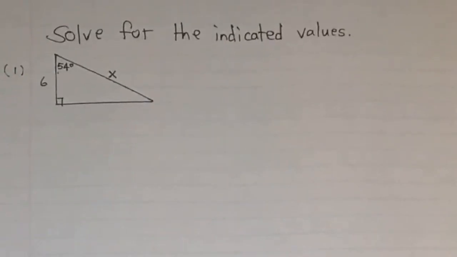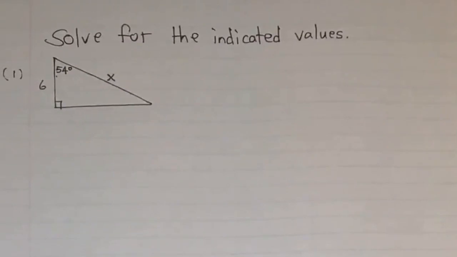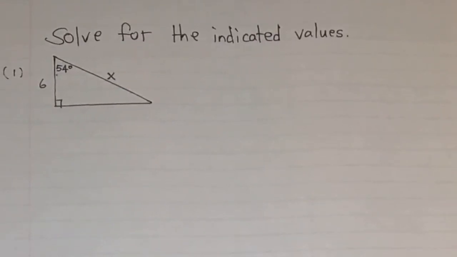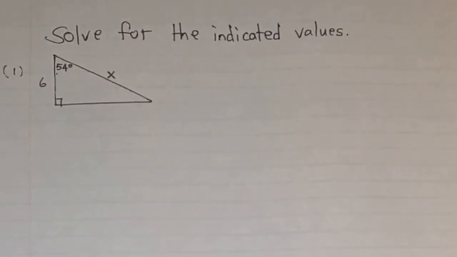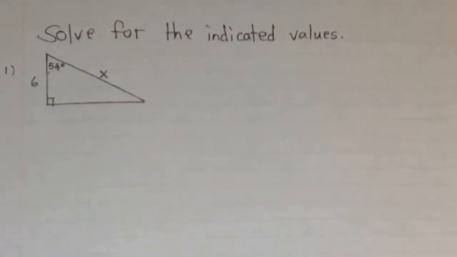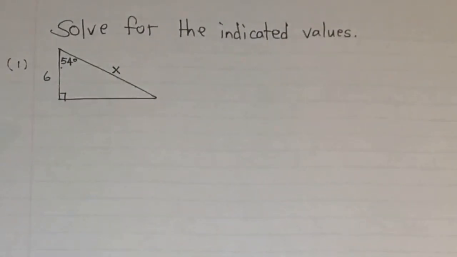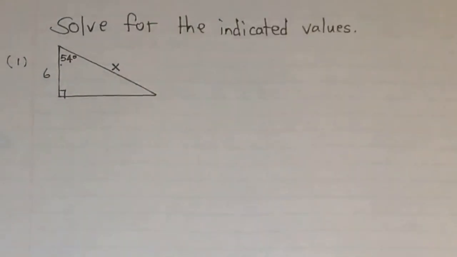Let's solve these questions using the primary trig ratios. So the very first question, they're asking us to solve for the indicated values. We have a triangle and we have to find x. What I'm going to do here is label the sides based on the angle that's given.